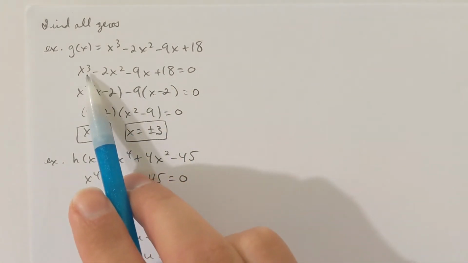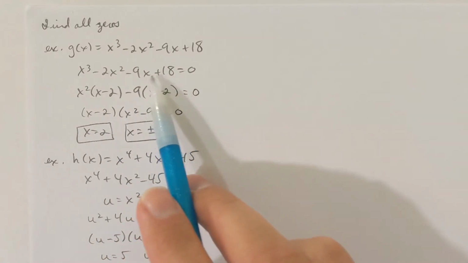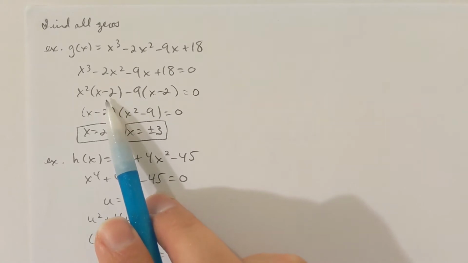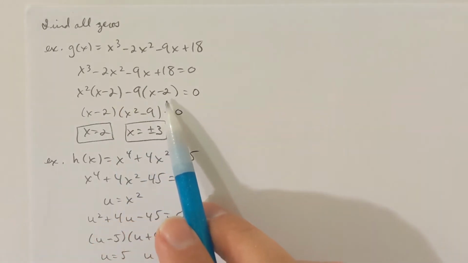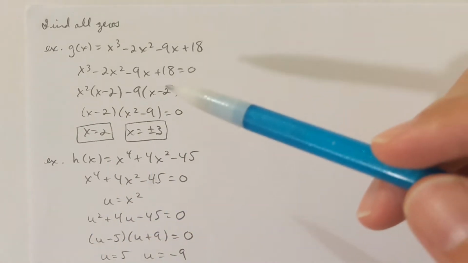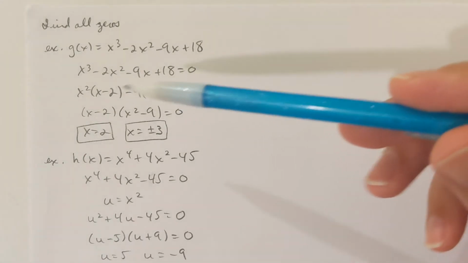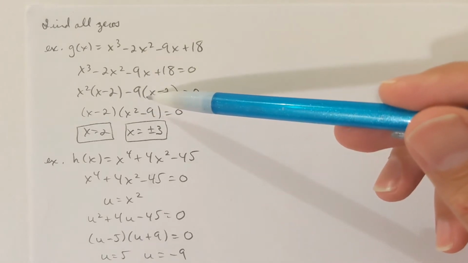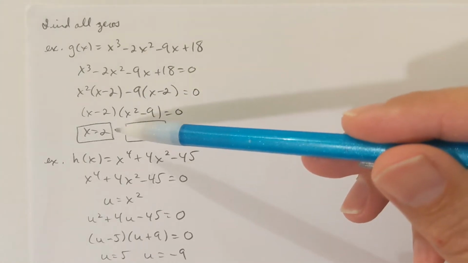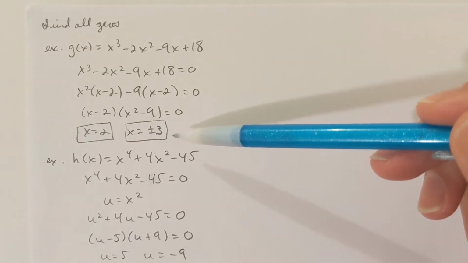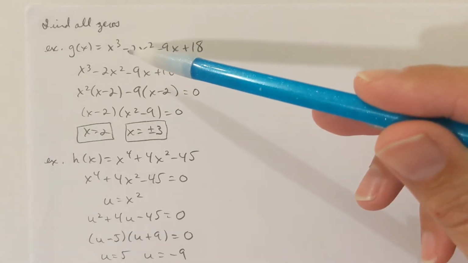If I factor out an x squared from this first group, and then a negative 9 from the second group, that's going to leave me with x squared times x minus 2 minus 9 times x minus 2 equals 0. X minus 2 is in common to these two factors. So I would factor that out, and that'll leave me with x squared minus 9 as the leftover. X equals 2, or x squared equals 9, means that x is equal to plus or minus 3. So in all, there are 3 zeros.